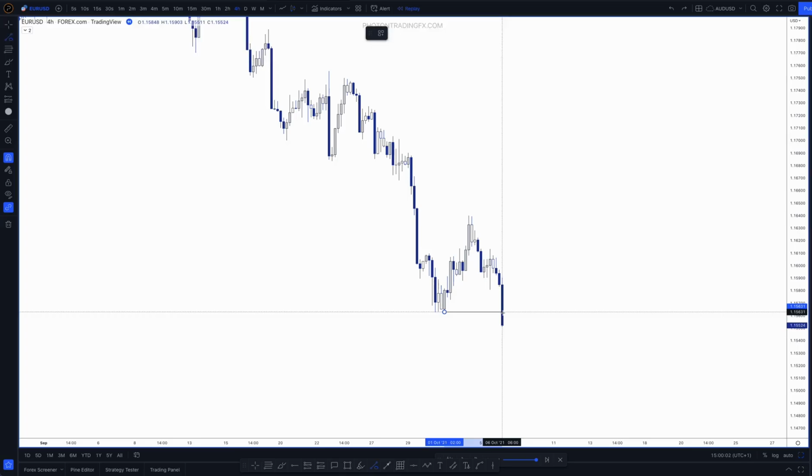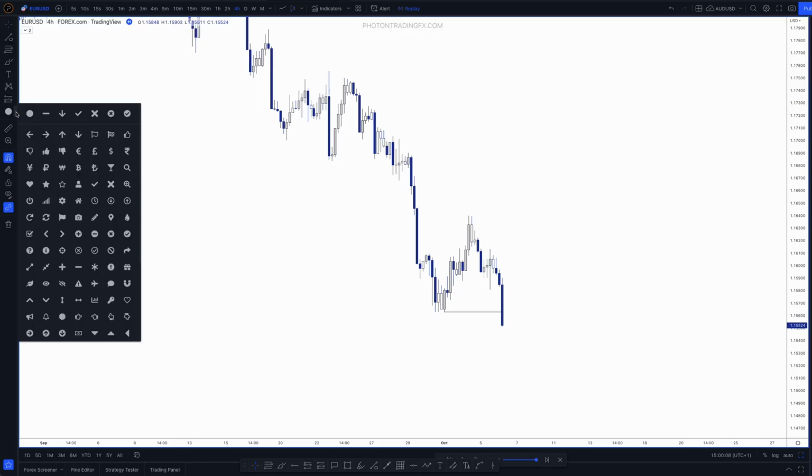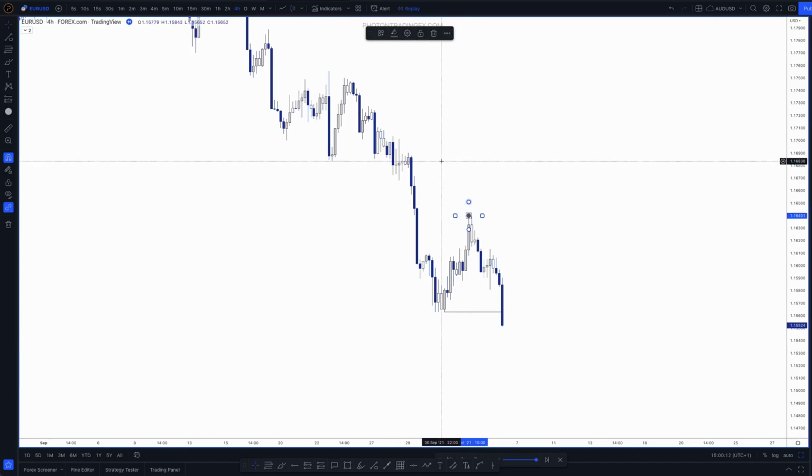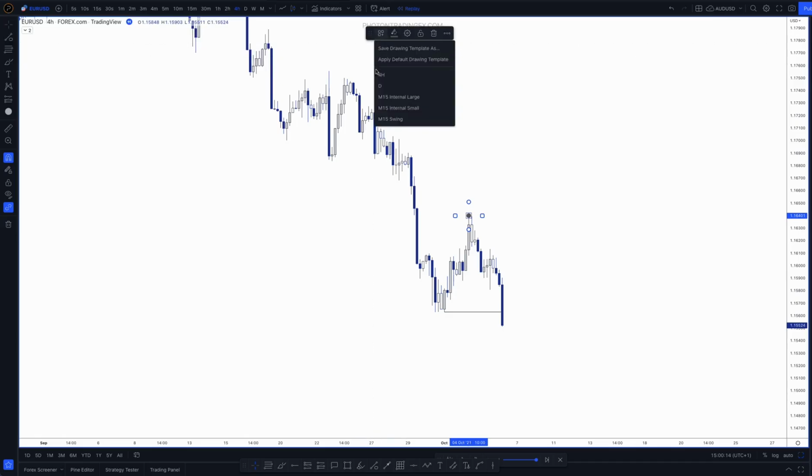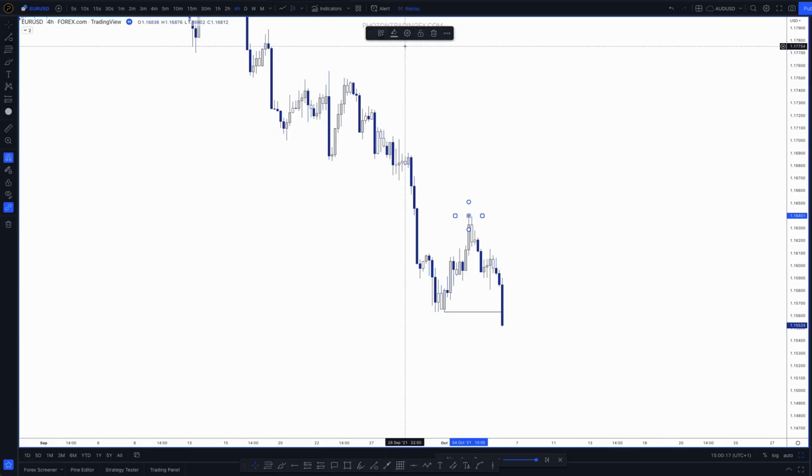Okay, so we have a 4-hour break of structure here. And then you can use these circles over here. If you go to the icons, you can find a circle. Click this circle and then you can do that. You can pre-save templates as well, like I've got a 4-hour circle here.